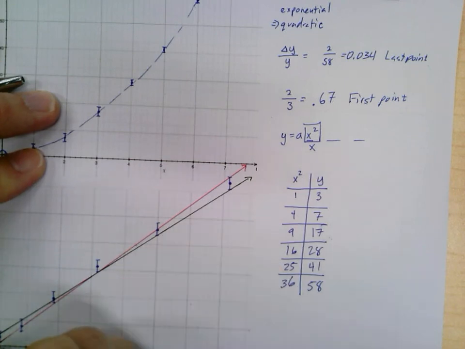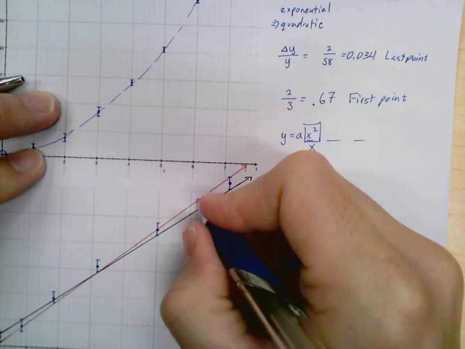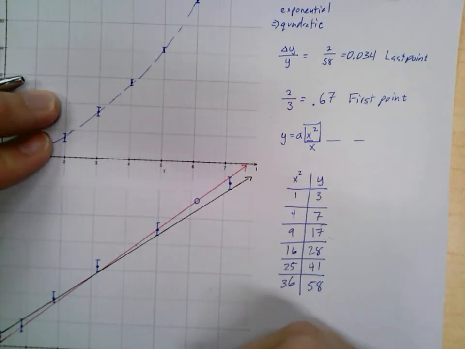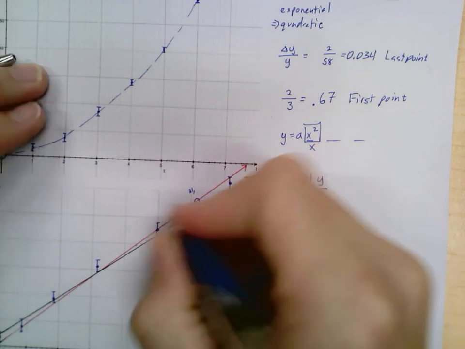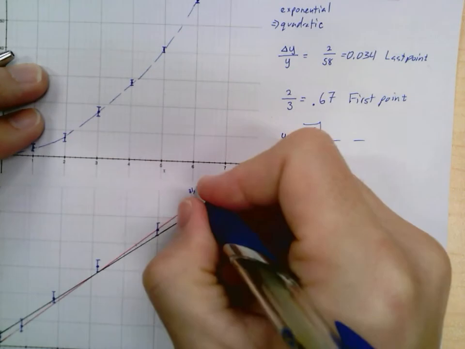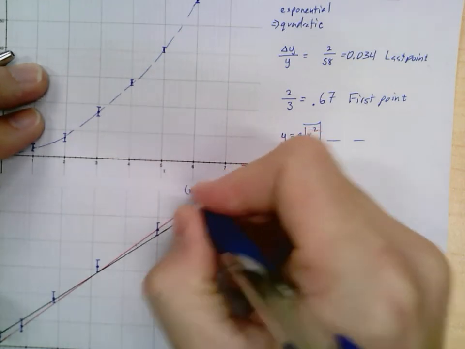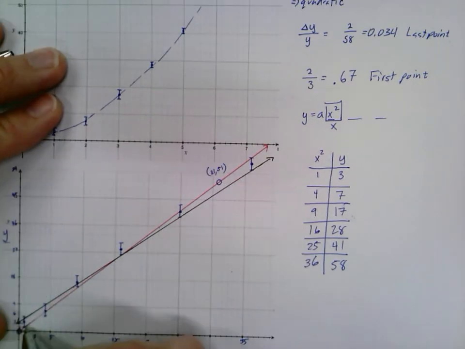So this red line looks like it goes through 0, 0 here. And then I'm going to pick another point out here that I'm fairly certain that it goes through, but far away. So this one right here looks like 31, 51. Okay, so with those, knowing that it goes through 0, 0 down here, I should be able to get my slope.